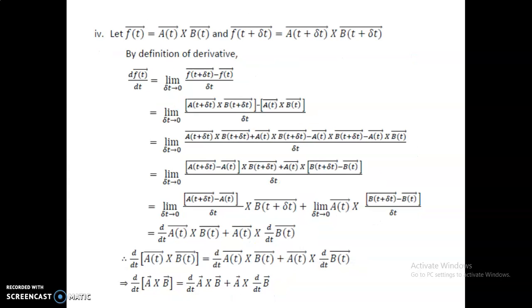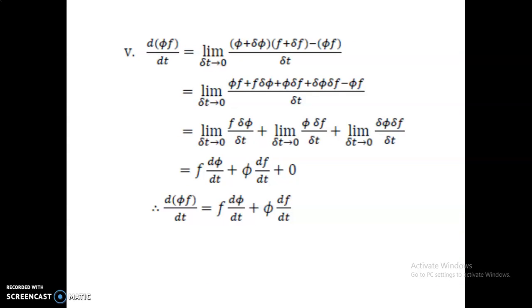And similarly, we derive the cross product of two vector functions. Let f of t be a cross b, where a and b are vector functions, and small changes in t give the cross product of small changes in those functions. Making use of the definition of the derivative, we arrive at the differentiation of the cross product: the differentiation of the first vector function crossed with b, plus a cross the differentiation of the second vector function.